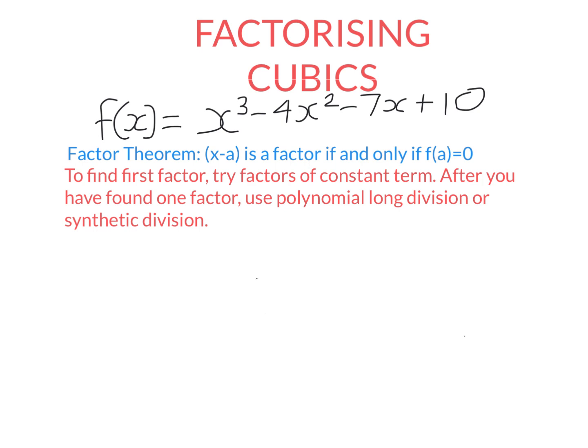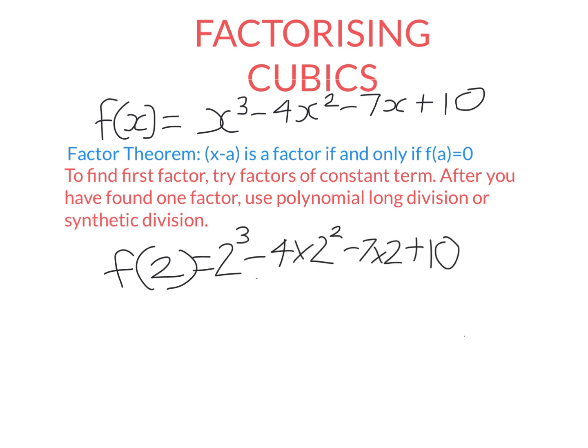Well, let's have a look at calculating, for example, f(2). So f(2) just means I take this equation and I replace x with 2. So I've just replaced each x here with 2. Now, if you put that on your calculator, you get negative 12. So f(2) is equal to negative 12. And what that means is x minus 2 is not a factor. So how do you come up with factors?